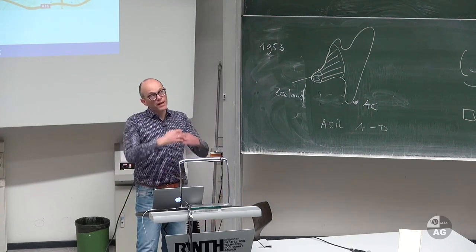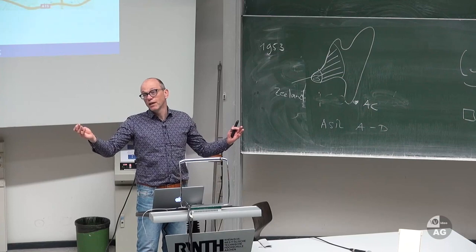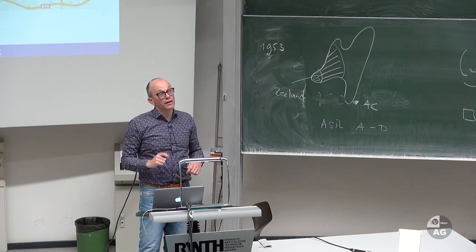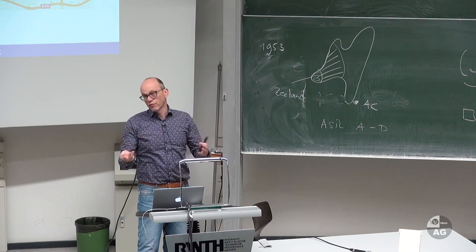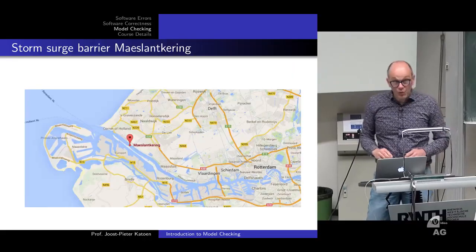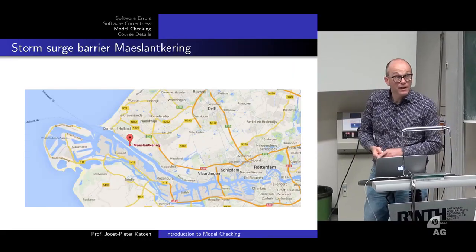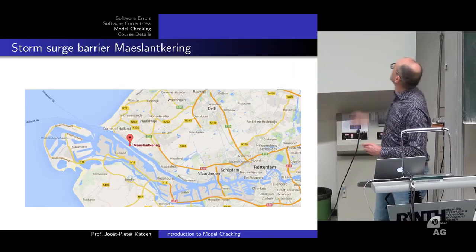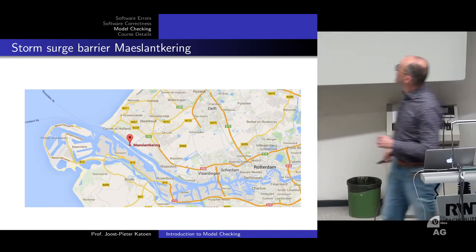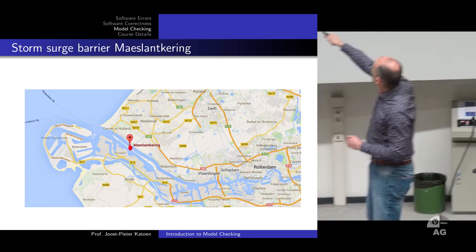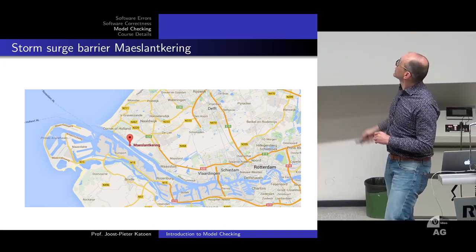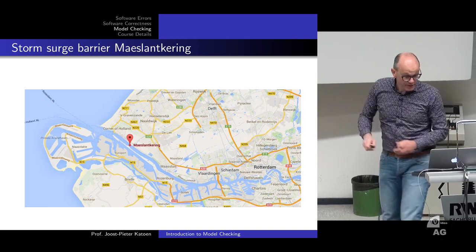And the Delta Works are many dams and many, let's say, dikes, etc., to prevent the country from such a flood again. And one of the last building blocks was what they call the storm surge barrier, and that is close to Rotterdam. So here is Rotterdam, one of the largest harbors of the world. And here the ships come in and get into Rotterdam and go back. So what they built as part of this was the Maaslandkering.